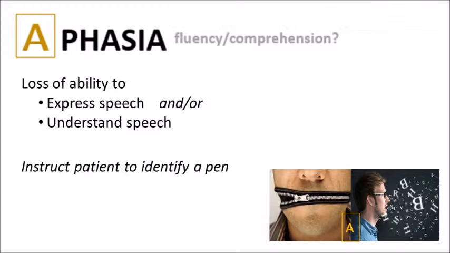A for aphasia, this is looking at fluency or comprehension, and this is the lost ability to either express speech and or understand speech. So simply just ask the patient to name a pen and see if they can verbalize that. This is different than slurred speech, which would be included in your FAST assessment.